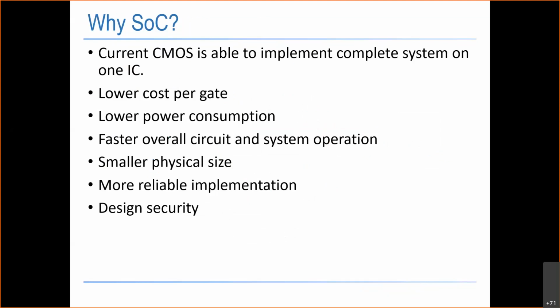Why do we want to do SoC? The reason is because, like I said, we have a very good process now. So we can fit billions of transistors, so now it's possible, which makes it cheaper.